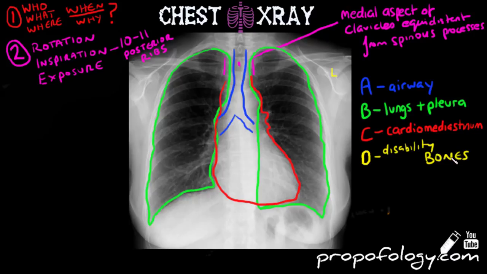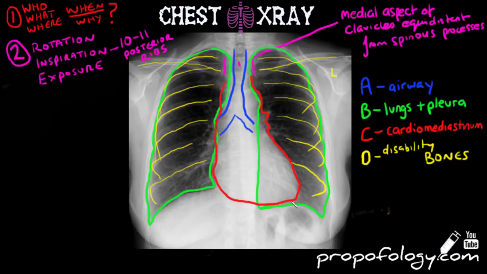Staying true to our A, B, C, D mnemonic, we're going to look at disability next, which incorporates bones. You're going to try to trace the bones of the clavicles. You're going to look at the spinous processes that you can see in the midline. And then we're going to work on the ribs. You're going to start at the top and work your way down.